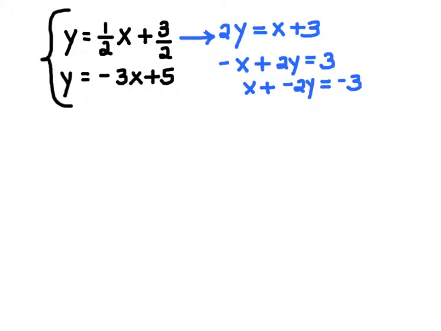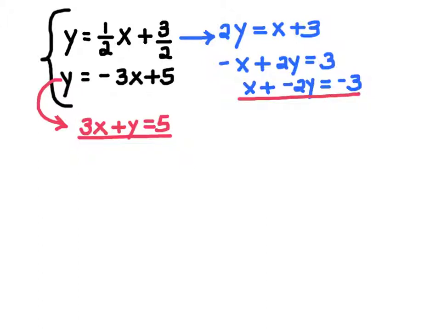Okay, now let's transform our next equation into standard form. To do this, we have to add a positive 3x to both sides. When we do that, we end up with 3x plus y is equal to 5. Great. We've just transformed both of our equations into standard form. So now they're set up so that we can solve using addition.